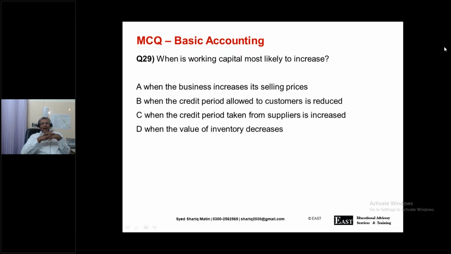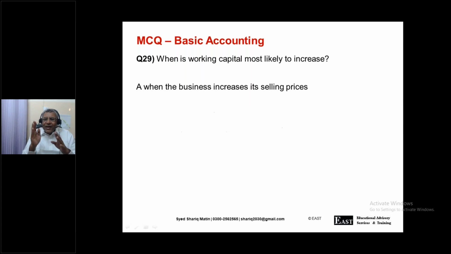Haris, your initial answer was correct. Now that's an issue here. A is the correct answer. Now, why A is the correct answer? You're talking about working capital. Working capital is current assets minus current liabilities, right? Current assets minus current liabilities, right?